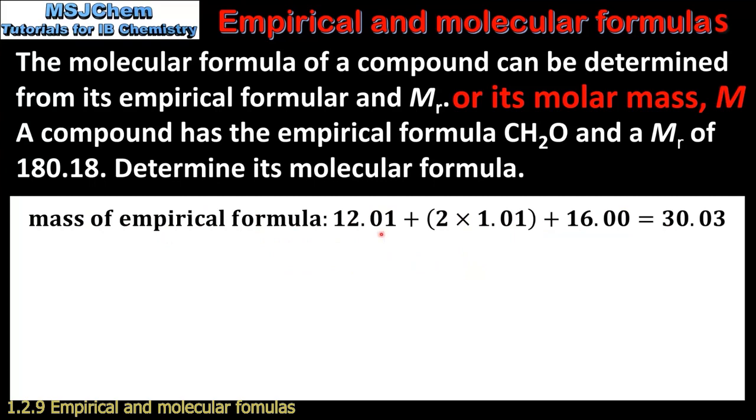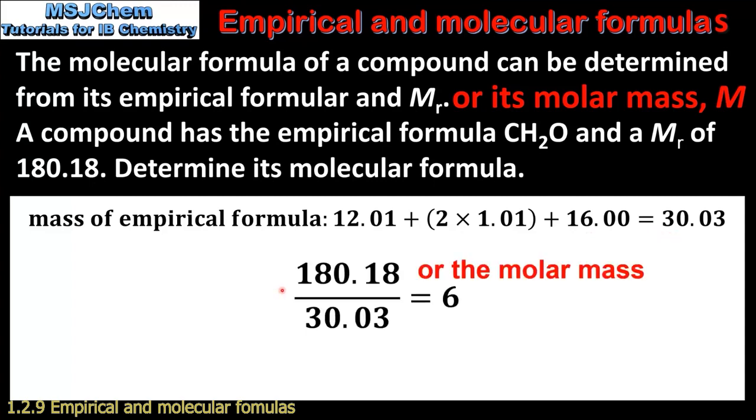So here we have the relative atomic masses of the atoms in the empirical formula. They are carbon, hydrogen, and oxygen. If we add these together, we get a mass of 30.03. The next step is to divide the relative molecular mass by the mass of the empirical formula. So that's 180.18 divided by 30.03. And this gives us a value of 6.